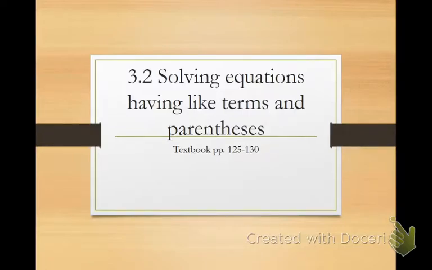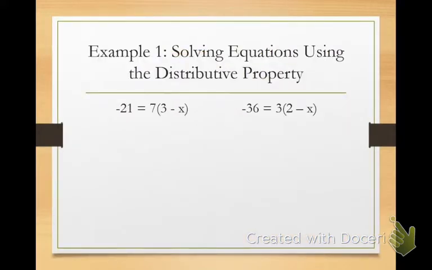So we're in section 3.2 today, solving equations, and really it's using the distributive property. We also do have to combine like terms, that type of thing, but parentheses mean distributive property. All right, so in example 1, what we're going to see in these examples is that we actually have to do steps to simplify the side of the equation that has the variable before we can do inverse operations.